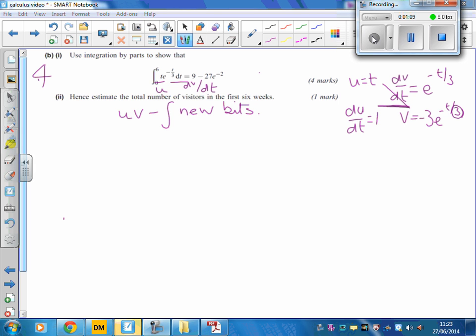So writing this out, uv minus the integration of the two new bits times together, that would, because it's 1, that just gives me minus 3 e to the minus t over 3, and because it's a minus, that joins with that to make a plus, so I've got 3e to the minus t over 3 dt.